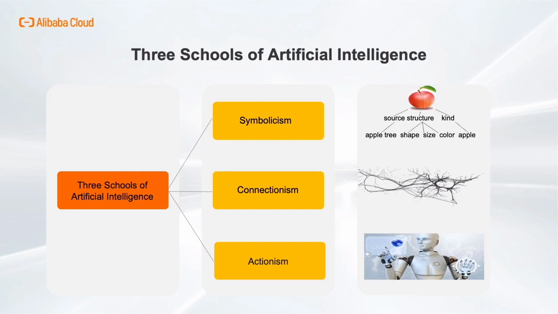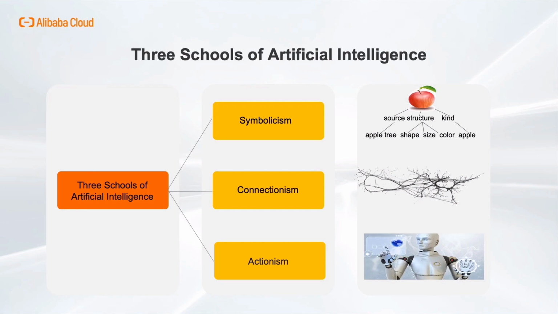Connectionism is an intelligent simulation method based on neural networks, connection mechanisms, and learning algorithms between networks. Its principle is mainly the connection mechanism and learning algorithm between neural networks. This school believes that artificial intelligence originates from bionics, especially the study of the human brain model.